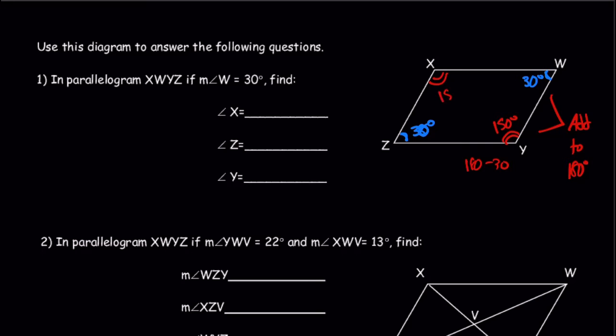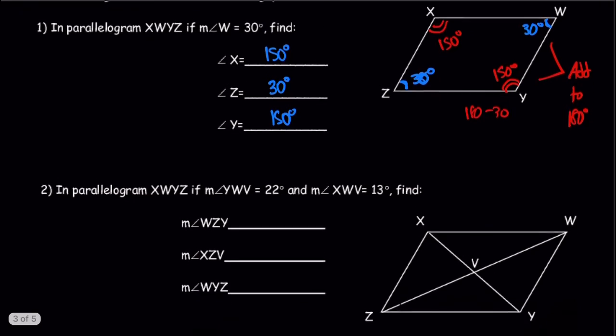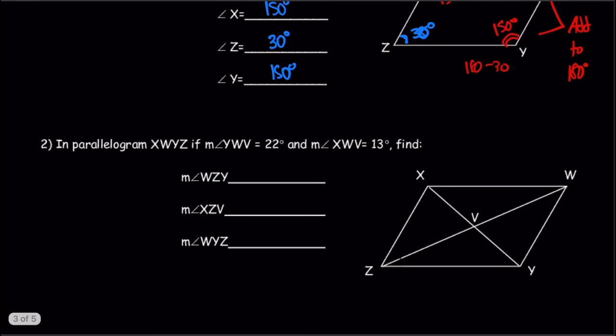So it really doesn't take much time or effort to find all three angles of a parallelogram if I give you one of them. All right, so angle X is 150. Angle Z is 30. And angle Y is 150. So that didn't take long at all. Where it gets a little bit more challenging is when we include the diagonals.